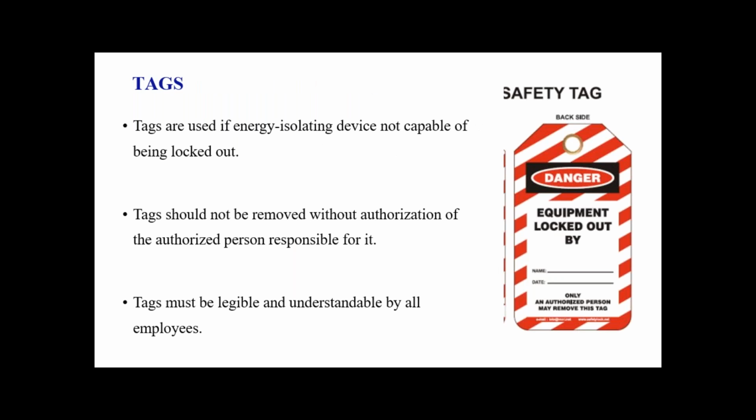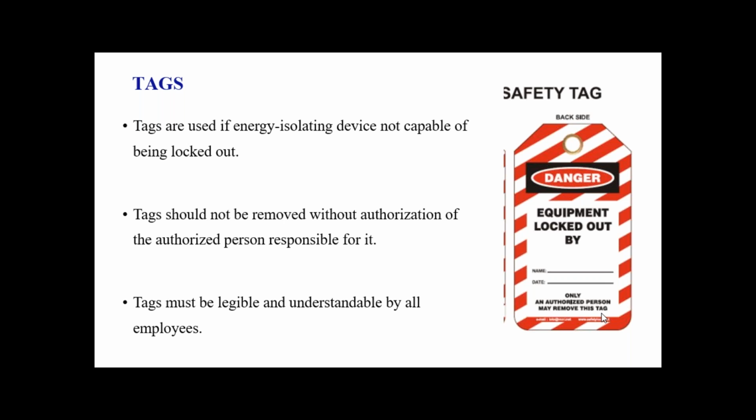So you can prepare your own tags. Normally we are going to apply these tags for this isolation purpose for the different types of hazardous energy, and that is why it is called safety tag systems. These tags clearly indicate the danger sign, always in the red and white combination with the scientific reason also, and the message that is equipment lockout by, the name of the authorized person, the date of that particular activity, and only an authorized person may remove this tag. That is the specific message.